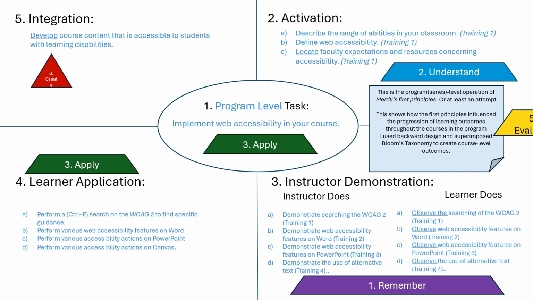For example, for activation, I thought it would be best if describe, define, and locate were the Bloom verbs that were used, and those are all level 2 understanding verbs. But it's possible that activation might be lower, which is remember, or they might be applying something that they already know how to apply from the previous training. So that's the caveat with all this.